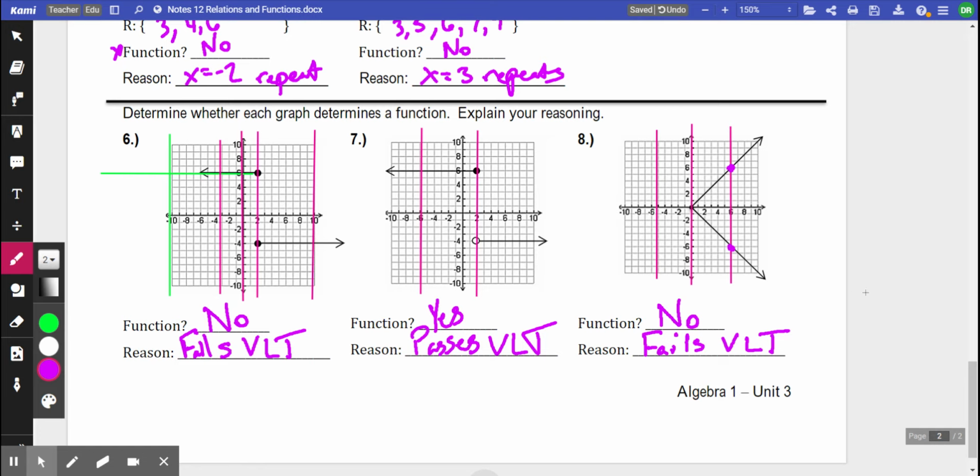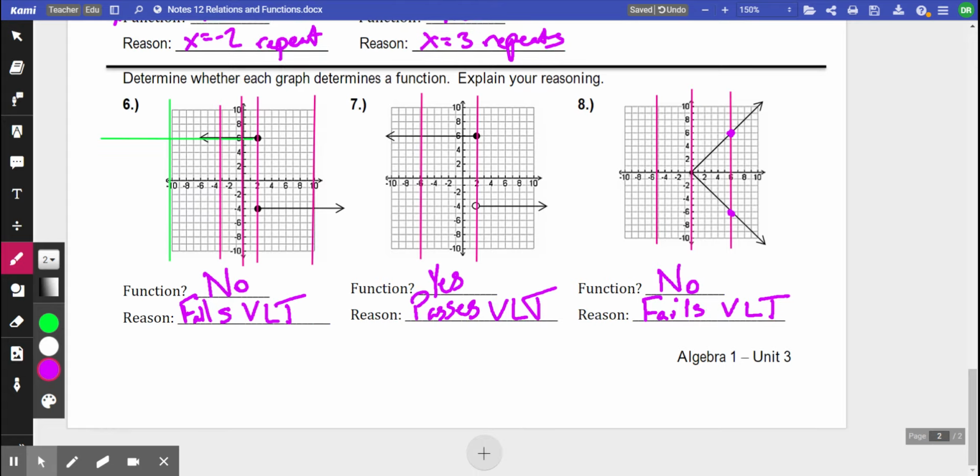Short lesson today, just a quick introduction to relations and functions. I believe most of this is review for you.